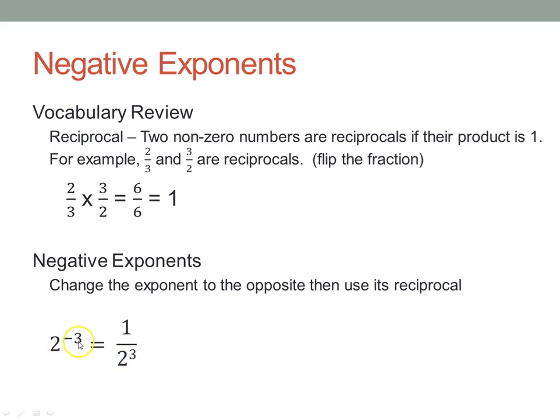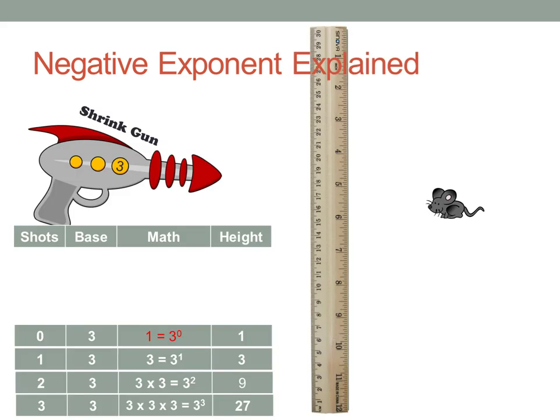So let me show you again. 2 to the negative 3 is the same as 1 over 2 to the power of 3. Now I know how to do 2 to the power of 3. It's 2 times 2 times 2, but I keep my fractions going here. So 1 over 2 times 2 times 2 is the same as 1 over 8. That's how I do negative exponents. So let's check out what this looks like with the mouse.